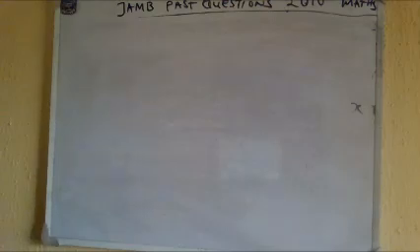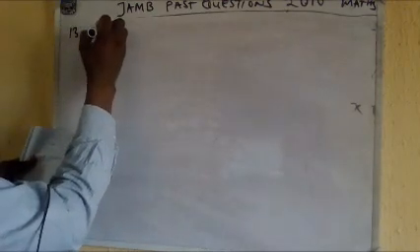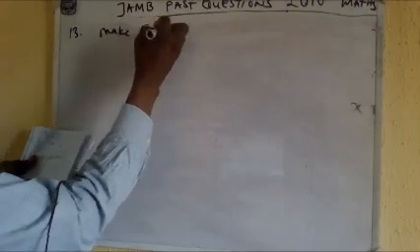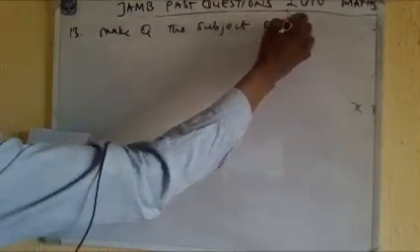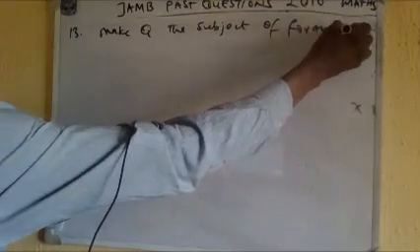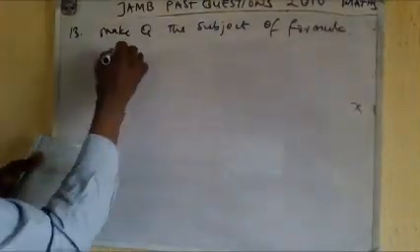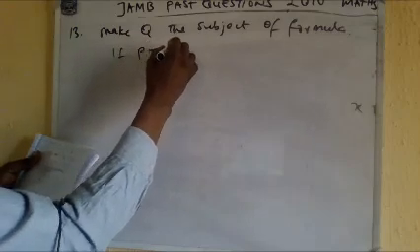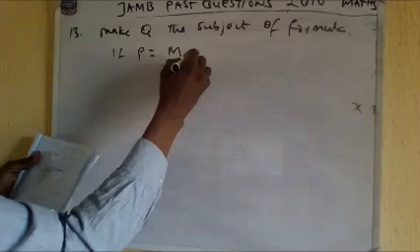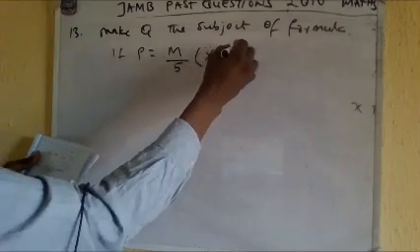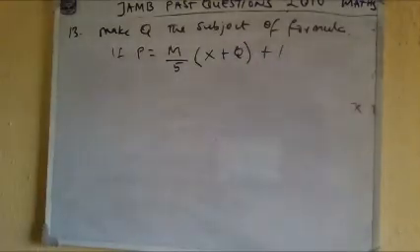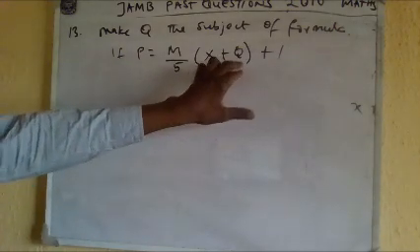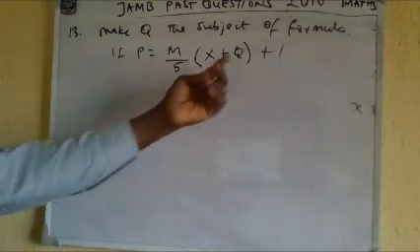All right, so number 13 says, make Q the subject of formula, if P is equal to M over 5, open bracket X plus Q, close bracket, plus 1. So this is the question. Make Q the subject. In this expression, where is Q? Q is hidden inside here, so I'm going to make it stand alone.